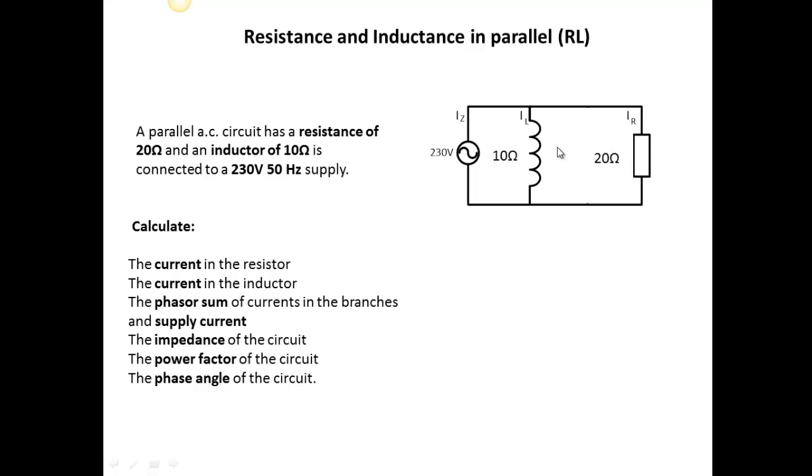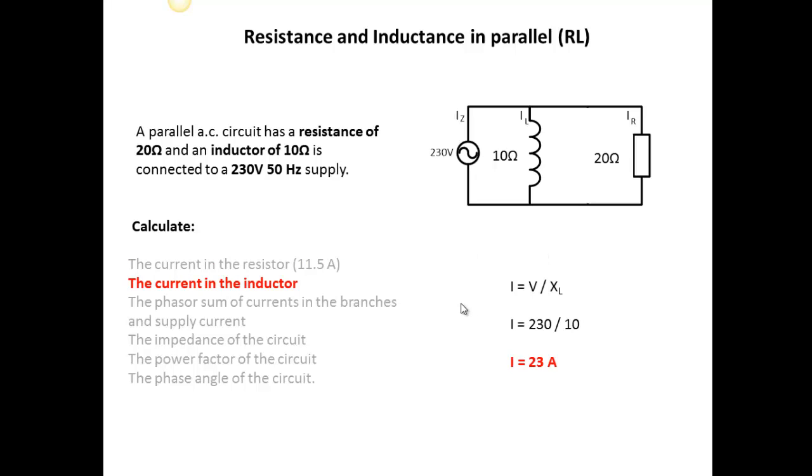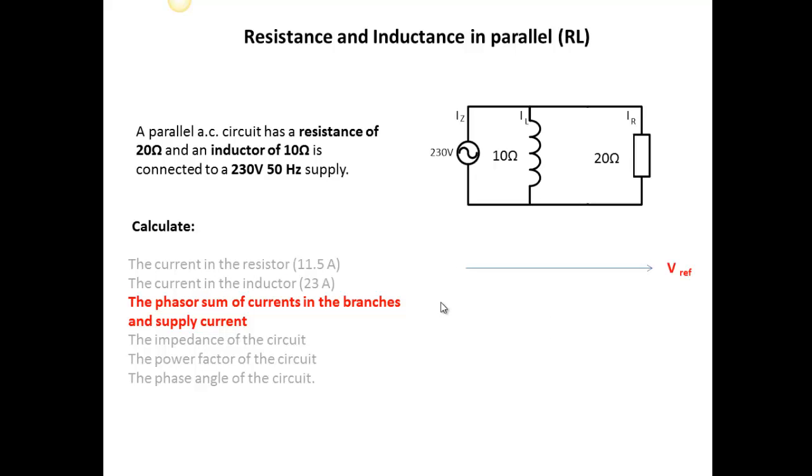Like in the series circuit, the supply voltage was the phasor addition of the two voltages or three voltages. This is all to do with the current. So the current in the resistor is going to be just Ohm's law, V over R, 230 divided by 20 gives us 11.5 amps. Current in the inductor, 230 divided by 10 gives us 23 amps. And the phasor sum of these currents will give us the supply current.